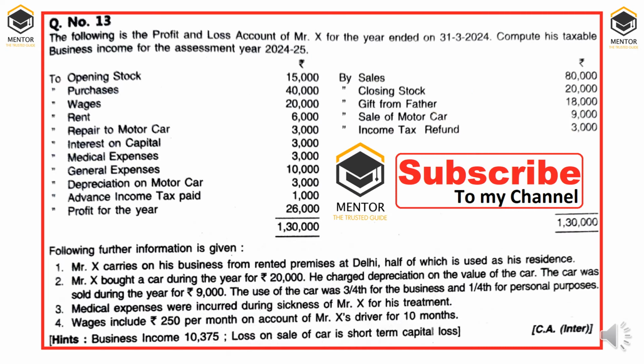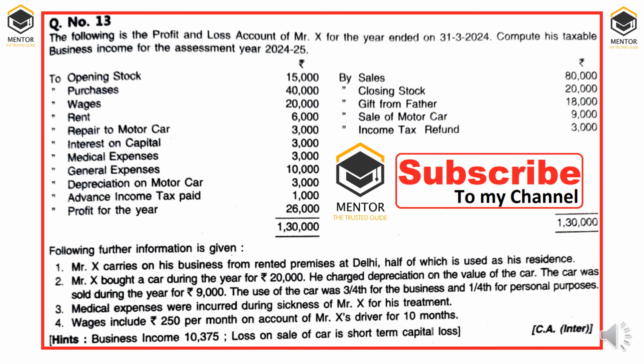The following is the profit and loss account of Mr. X for the year ended 31st March 2024. Compute the taxable business income for the assessment year 24-25. Opening stock, purchases, wages, rent, repairs to motor car, interest on capital disallowed, medical expenses, general expenses, depreciation on car, advance paid income tax is disallowed, profit, closing stock, gift from father, sale of motor car, refund of income tax. Following is the further information given. Mr. X carries on his business from rented premises at Delhi, half of which was used for residence, half expenditure is disallowed straight away.